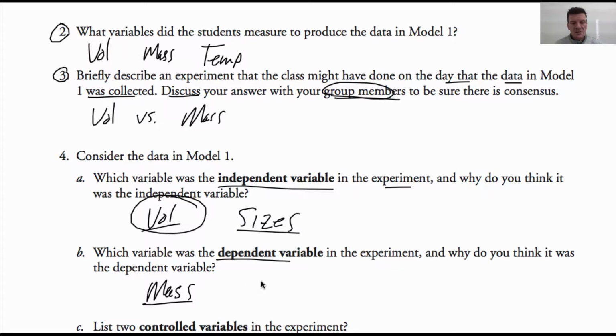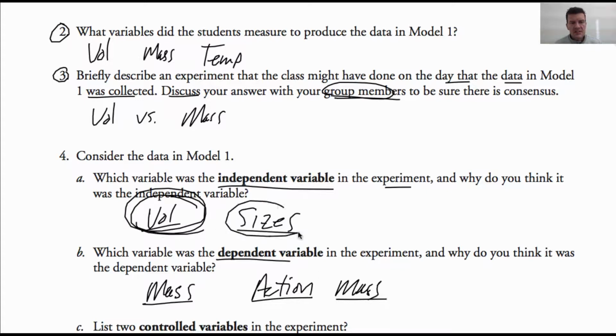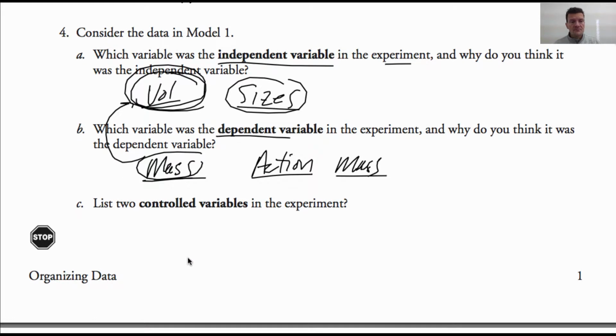This is your action that you do. You mass it, and from these different sizes of copper, you would then determine what the masses are. And these masses are going to be dependent on what the volume is, or the size of the copper.